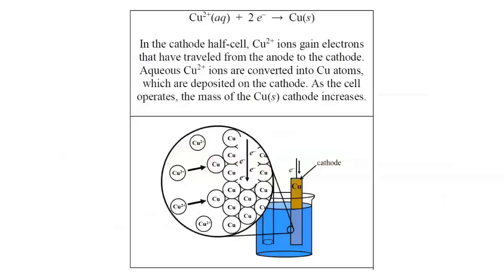So in this particle diagram, you can see a close-up view of what's happening at the cathode. In the cathode half cell, copper 2+ ions gain electrons that have traveled from the anode to the cathode. Aqueous copper 2+ ions are converted into copper atoms, which are deposited on the cathode. And as the cell operates, the mass of the solid copper cathode increases.